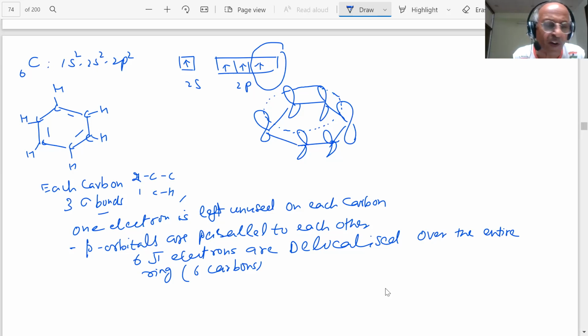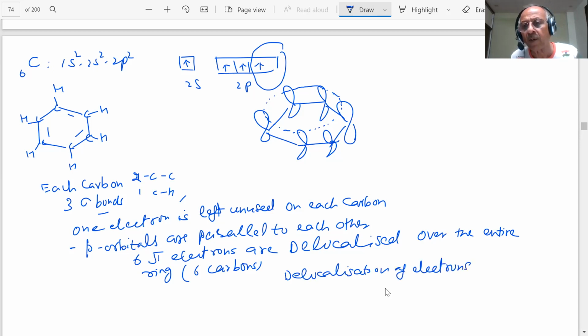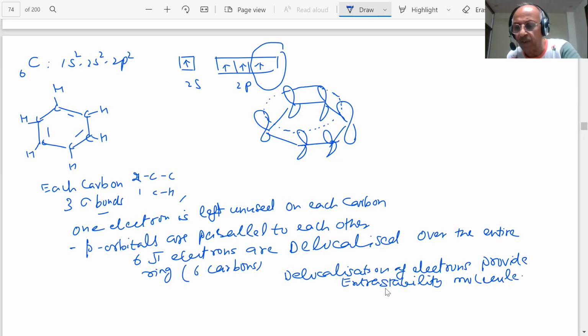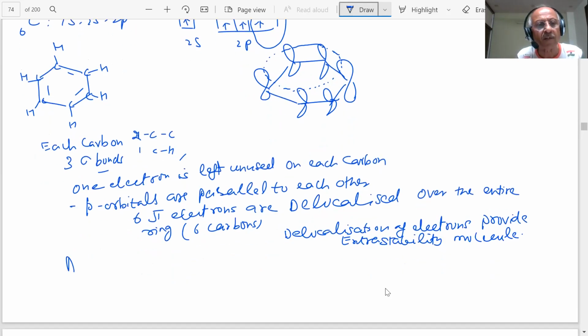And whenever such a delocalization takes place, the molecule becomes very stable, students. The delocalization of electrons provides extra stability to the molecule. That is why, students, we call benzene an aromatic compound. That is why they are called aromatic compounds, students. So we say benzene is aromatic.